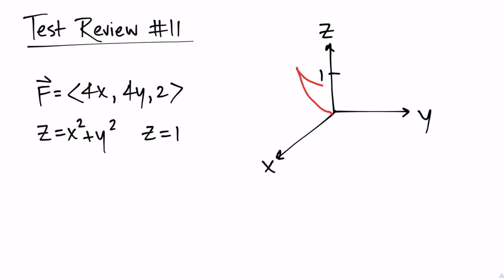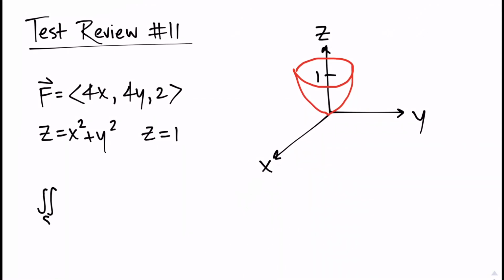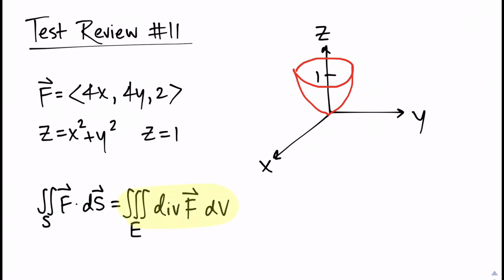So let's just draw it in here. It's just a paraboloid along the positive z cut off by z equals 1. And let's write Gauss's theorem here so we can see it. Now let's apply Gauss's theorem first. So we're doing the right-hand side here, with the divergence of vector F under the triple integral.